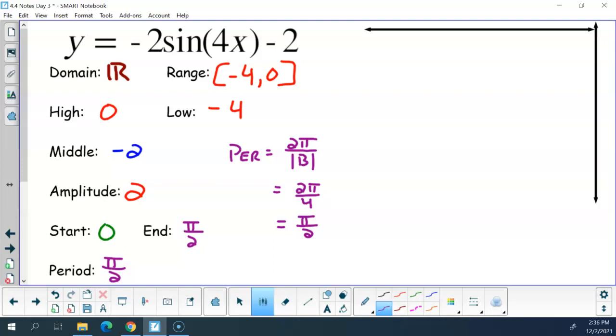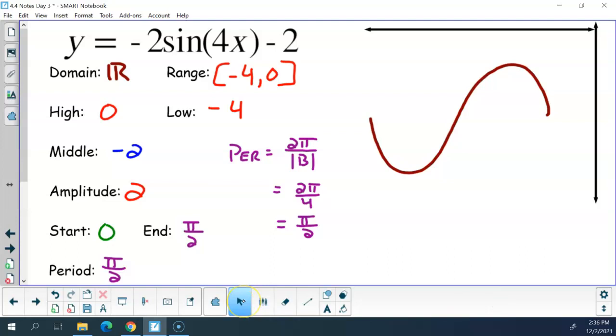Okay? So a sine graph starts in the middle, normally goes up, back to the middle, down, back to the middle. But because I have a negative a value, that's going to flip this graph. So my graph is actually going to look like that. Now we had said earlier that it went up to a maximum value of 0. So there's my horizontal axis.